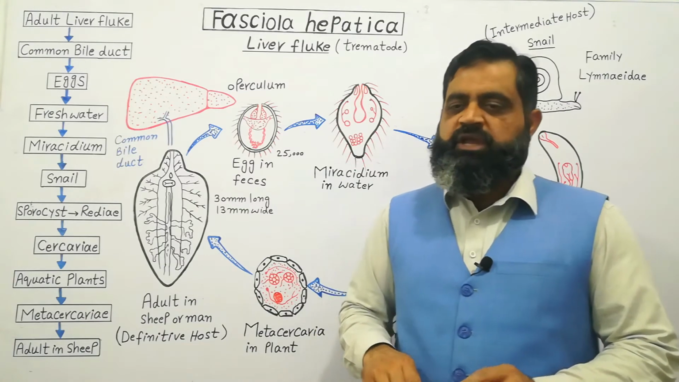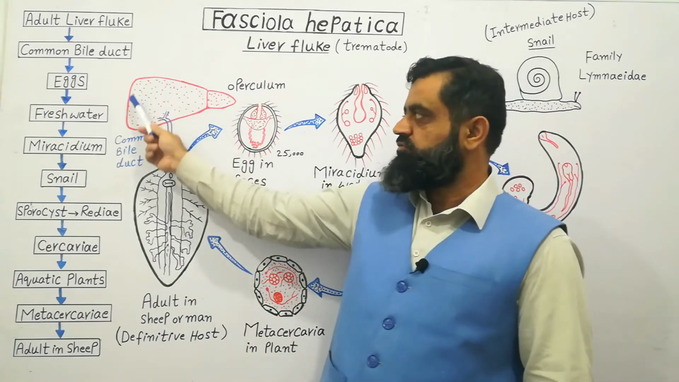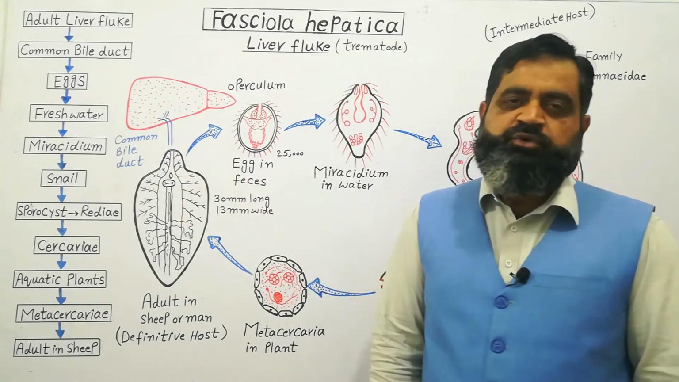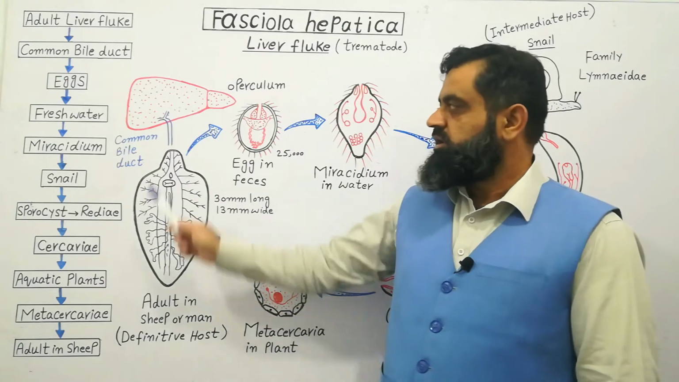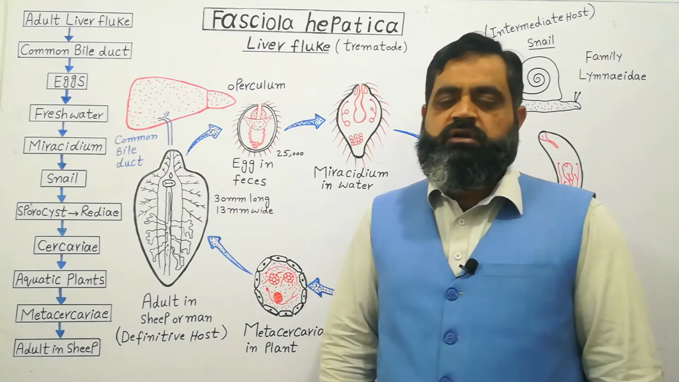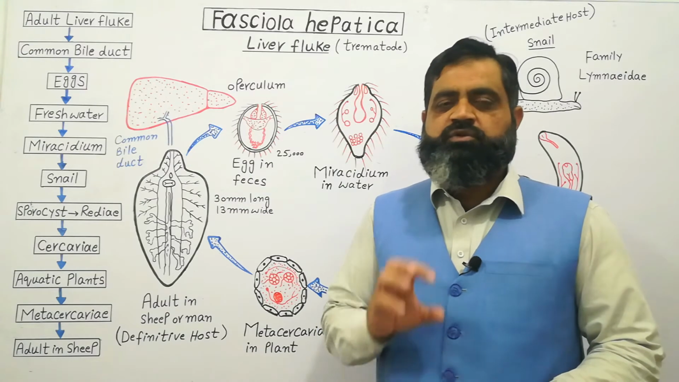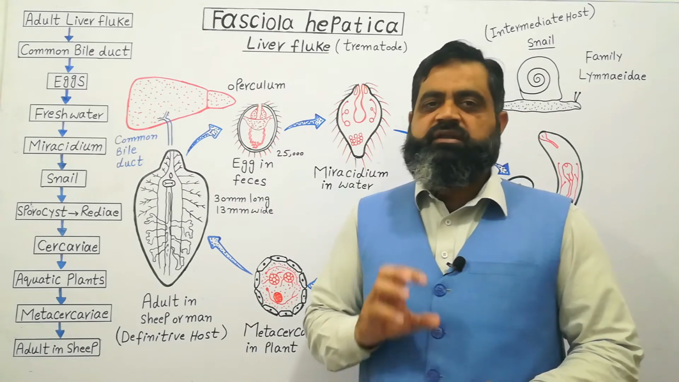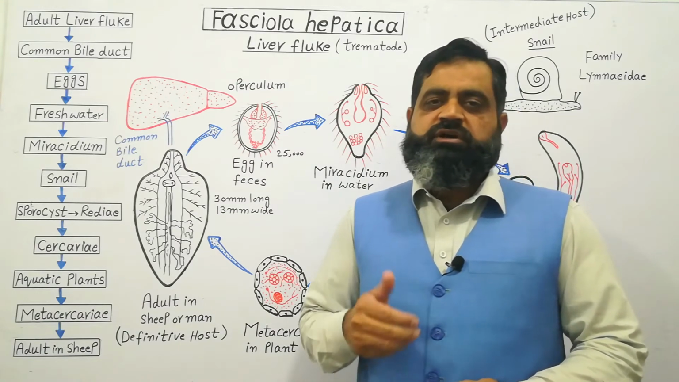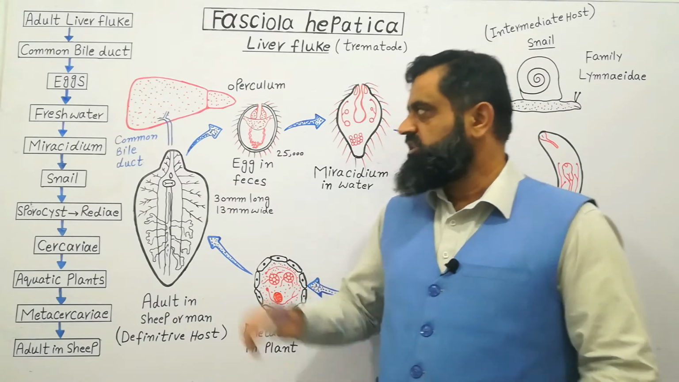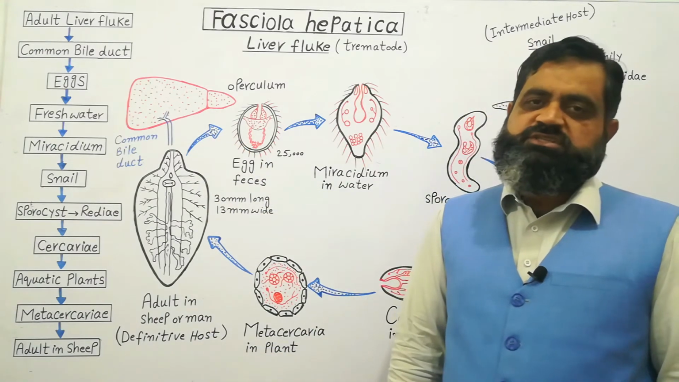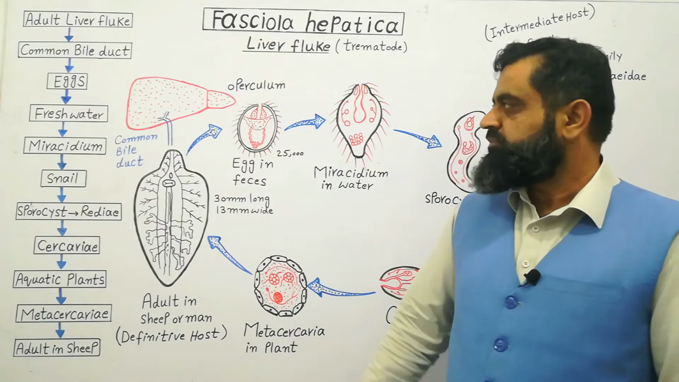As you know that this is a structure of a liver, and liver has a duct which opens in the duodenum or small intestine, known as the common bile duct. It lives in the common bile duct with the help of its suckers and eats the digested material of the food of its host. These hosts are definitive hosts of this parasite.